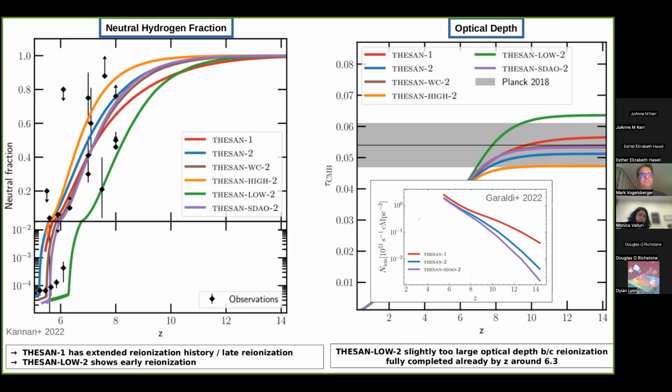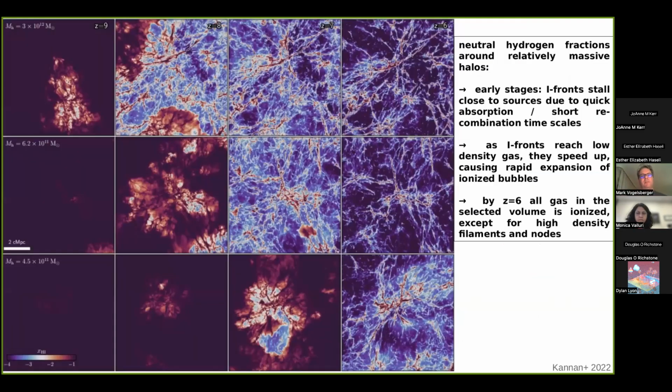Now, the nice thing about THESAN is that you can not only look at the full volume and at average quantities, but the resolution is high enough to also look at environments of individual systems. This is shown visually here for 3 different systems, starting at redshift 9 to redshift 6, showing you the re-ionization process for 3 different masses as indicated here.